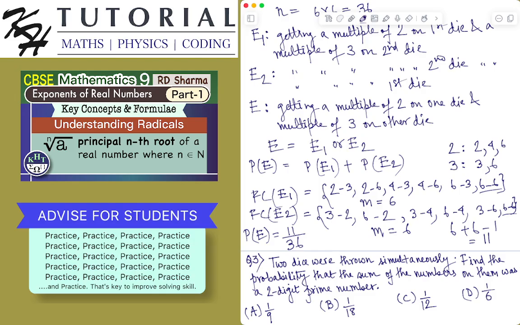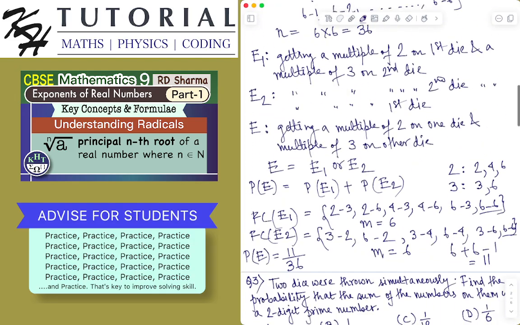11 is the number of outcomes which is favorable to the event E, which is getting a multiple of 2 on one die and multiple of 3 on the other die. I hope I was able to properly explain how this problem was solved. So then the probability of event E will be 11 by 36.